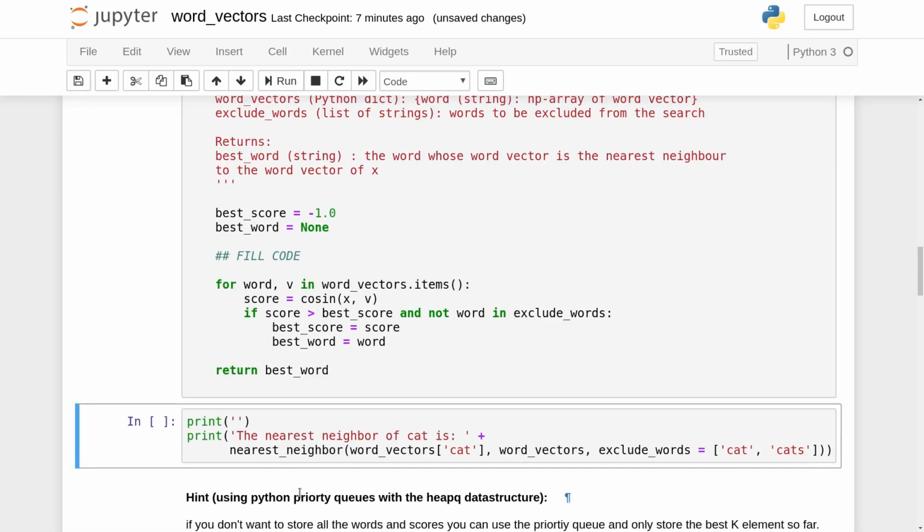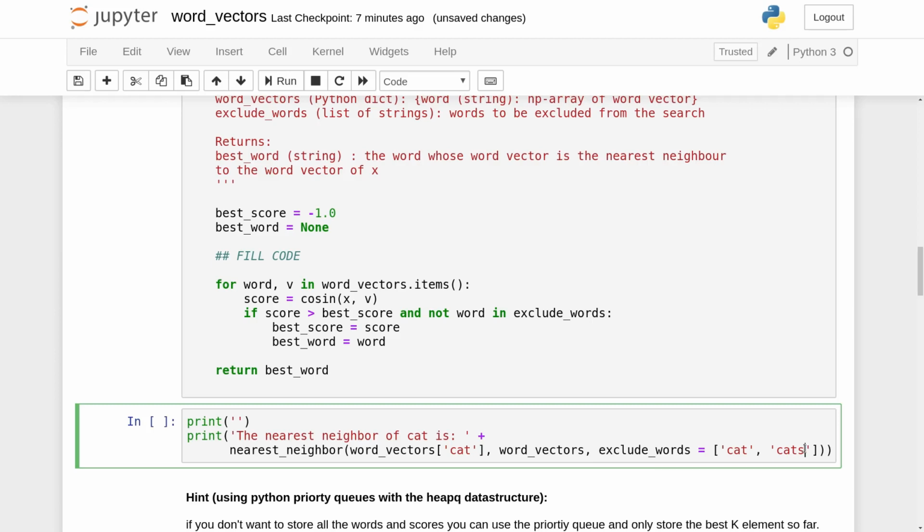So here what I wrote is, I tried to find the nearest neighbor to the word cat in the word vectors dictionary that we had earlier, and we're going to exclude cat and cats. Why do we exclude cat and cats? Because the most similar word to cat is cat itself, because cat itself is in the word vectors dictionary. And also I don't want to see cats, I want to see a different word.